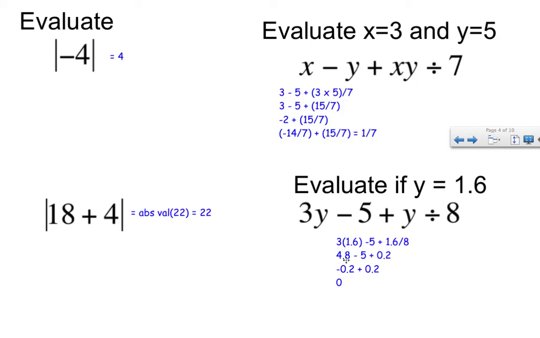I multiplied the 3 and the 1.6. 4.8 take away 5 leaves me with negative 0.2. Negative 0.2 plus 0.2 is a 0.